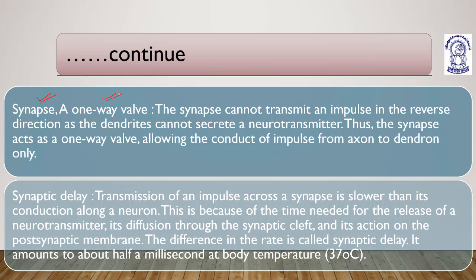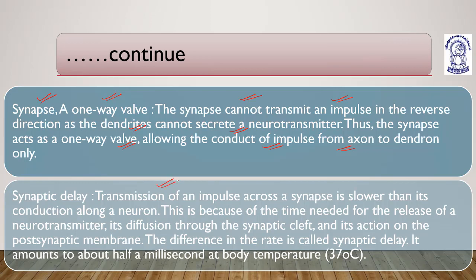Synapse is a one-way valve. The synapse cannot transmit an impulse in the reverse direction as the dendrites cannot secrete a neurotransmitter. Thus, the synapse acts as a one-way valve, allowing the conduct of impulse from axon to dendron. That's true, no need to elaborate this point, it's self-explanatory.